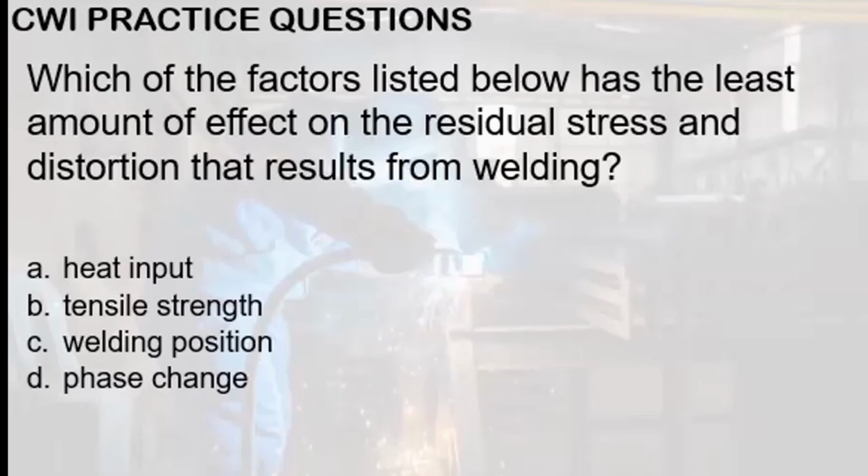Phase change refers to the change of the property of the metal, and when this happens, you can guarantee that distortion and residual stress have already affected the metal. So that leaves us with the answer here, letter C. Welding position, on the other hand, does not directly affect the heat input because no matter what the position is, the heat input parameters like current, polarity, and voltage must be followed in accordance with the welding procedure specifications.